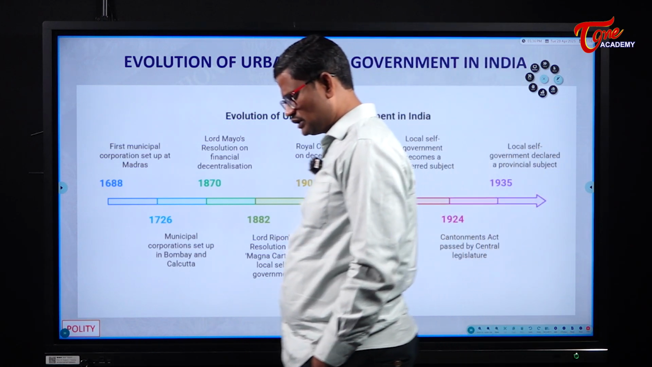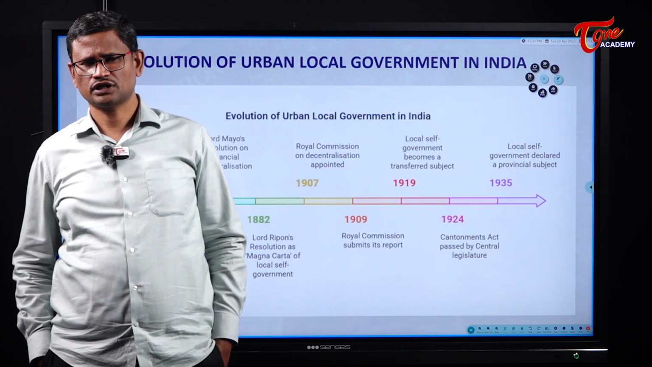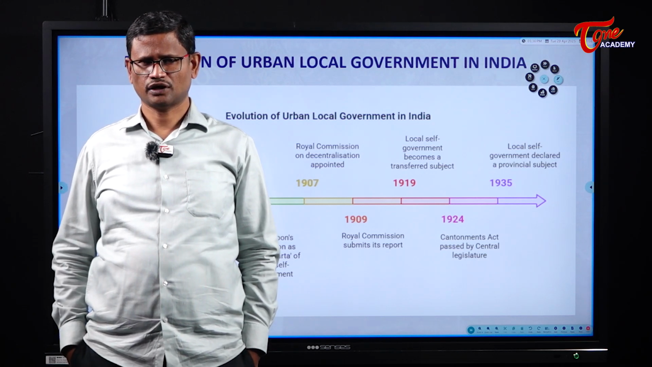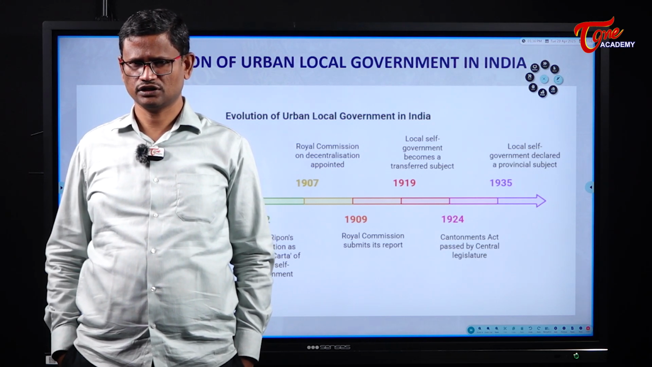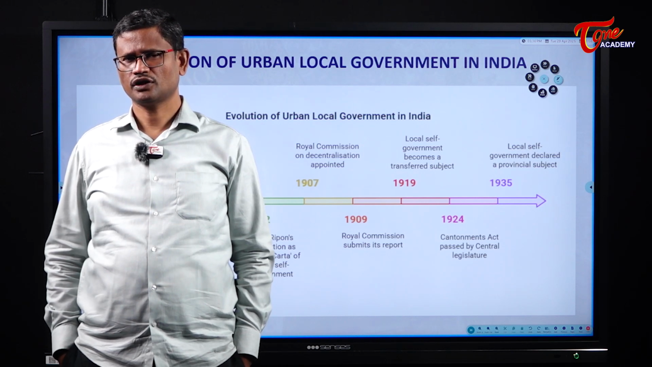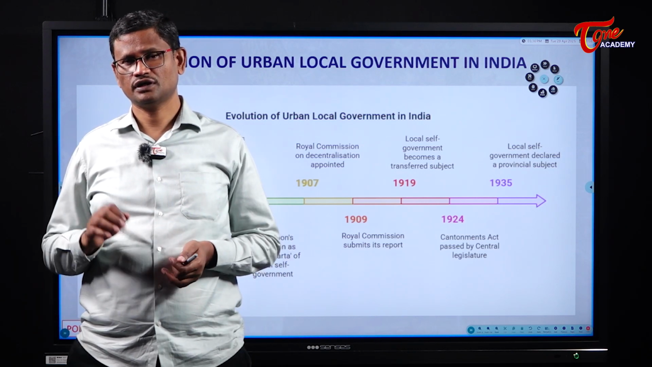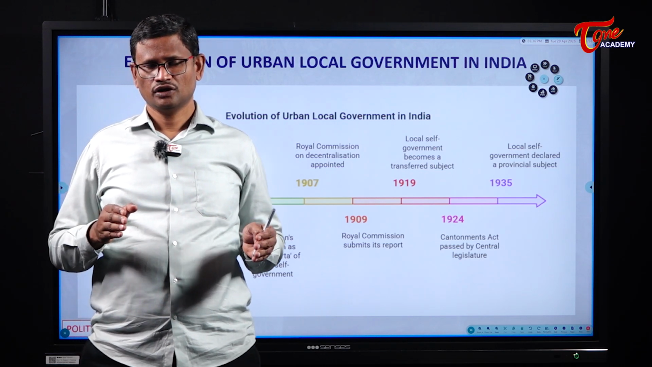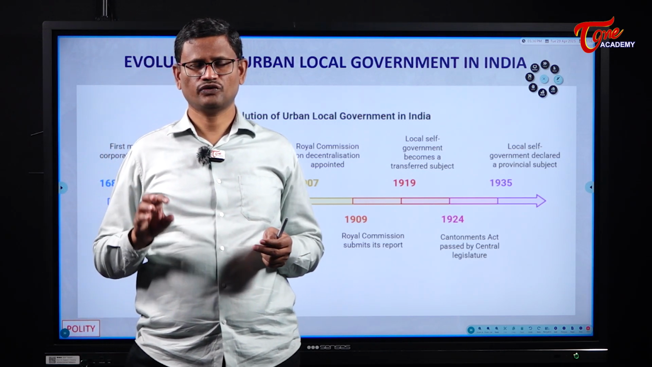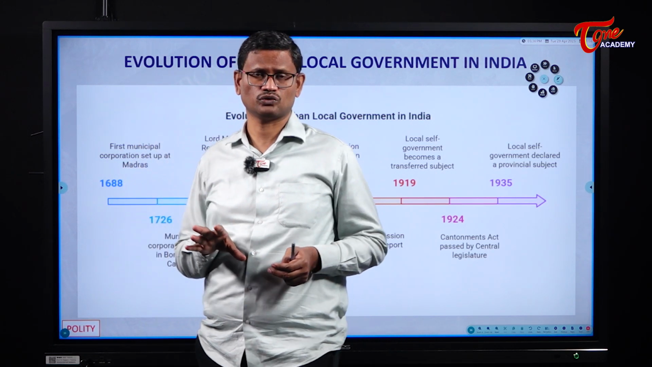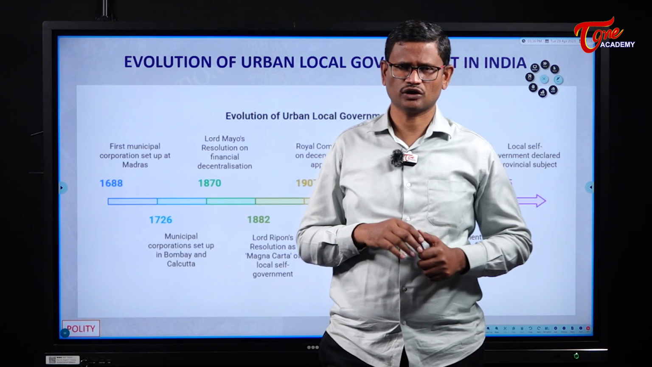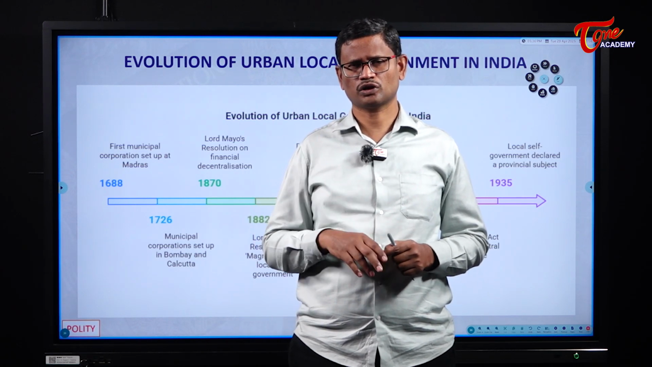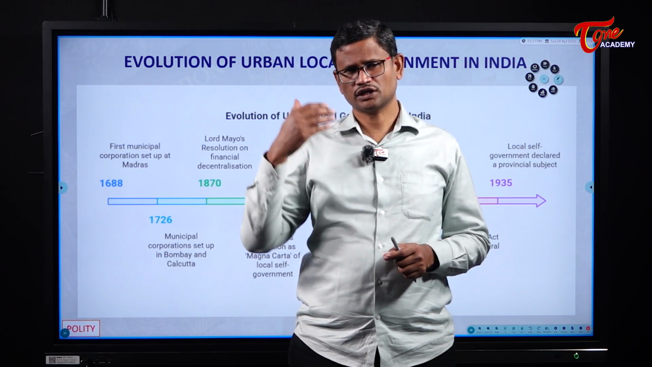See, we all know that India was under the British rule for more than 150 years. So, starting from the Regulating Act of 1773 till Indian Independence Act 1947, this is the period in which we have been under the British rule. So, the beginning of the modern urban local governments all started under the British rule.